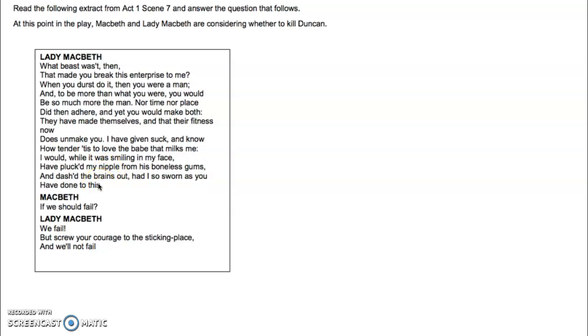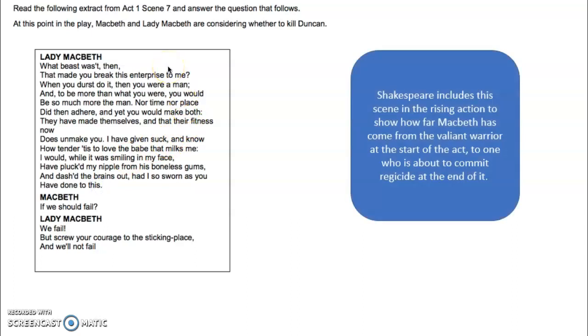So why is this important structurally? Well, Shakespeare includes this scene, you can write, in the rising action to show how far Macbeth has come, from the valiant warrior at the start of the act to one who is about to commit regicide at the end of it. Remember, worthy gentleman, worthy cousin, valiant gentleman, says Duncan at the start of this act. The very same act that they then decide to kill the king, the very person who says that he's so worthy and valiant at the start of it. So Shakespeare is using this to suggest that it's incredible how much Macbeth has changed in a small amount of time, all due to his hubris, all due to his vaulting ambition.